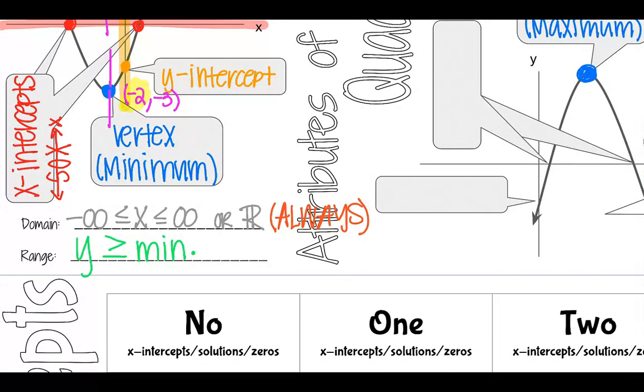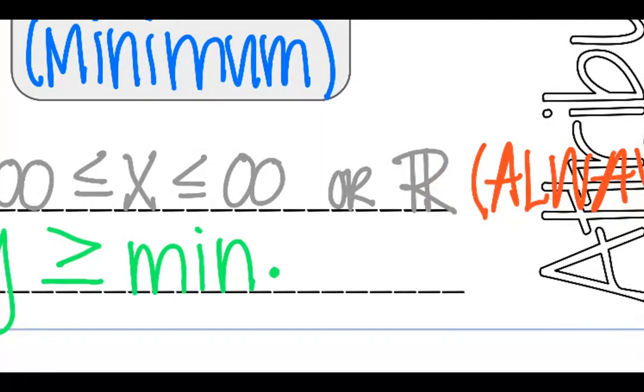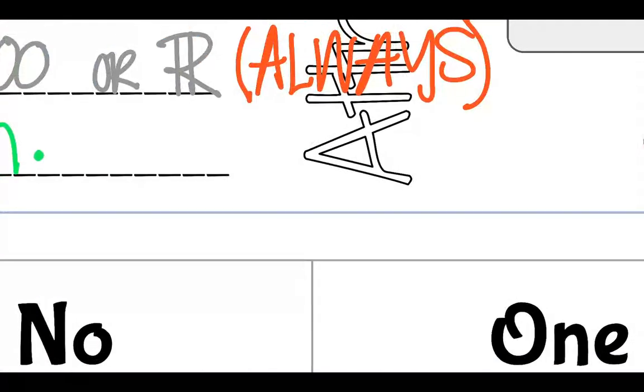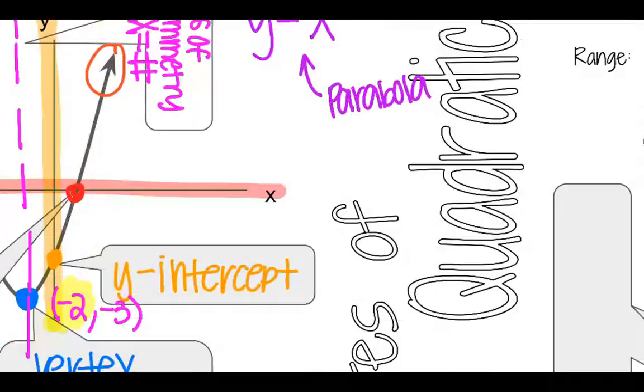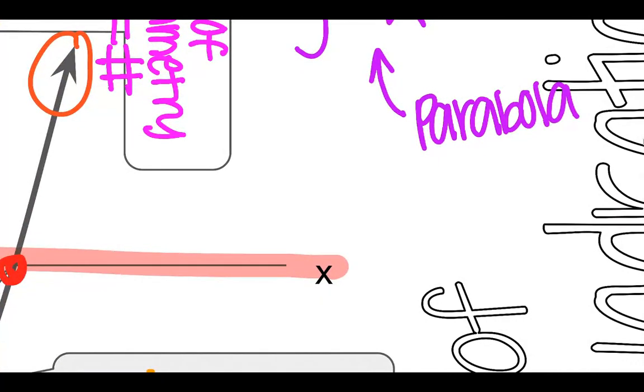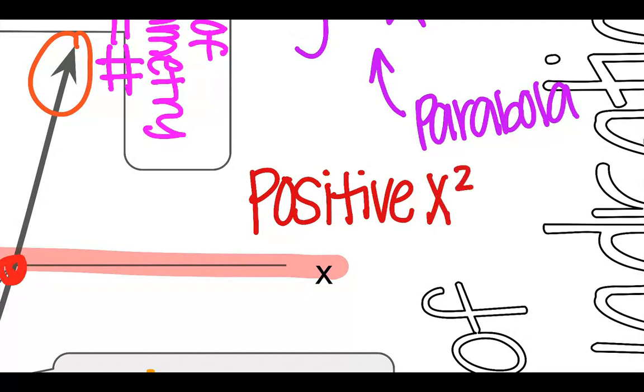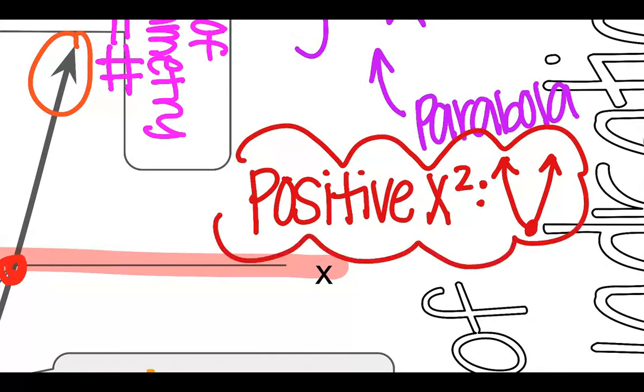Another thing to remember is your x squared term. If your x squared is positive, your parabola is going to be facing up. Positive x squared, parabola is facing up.